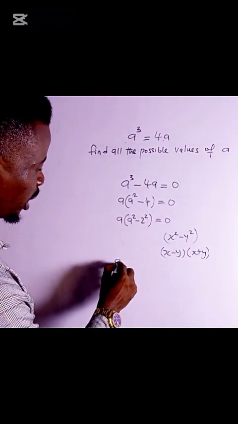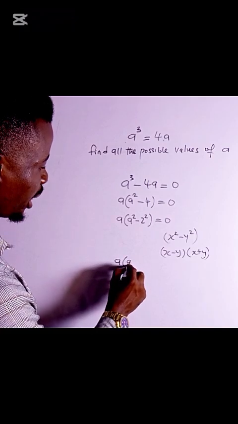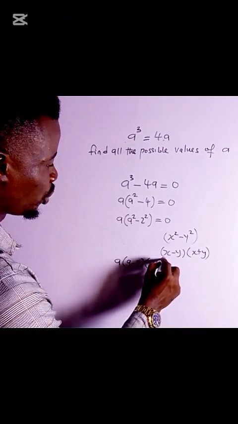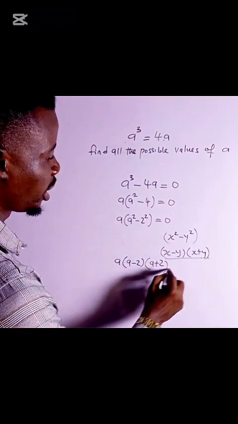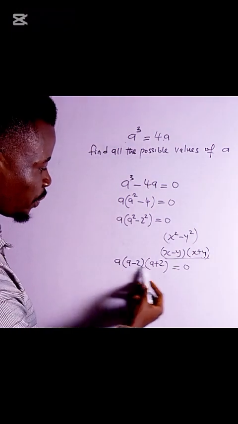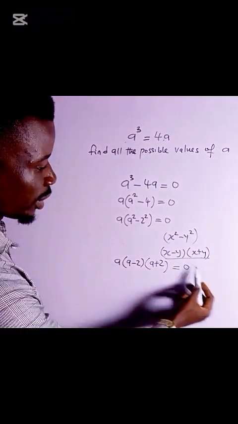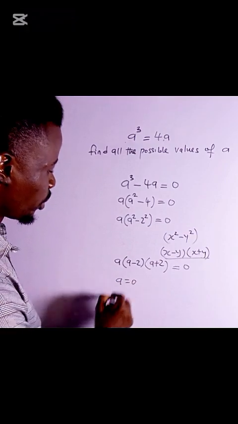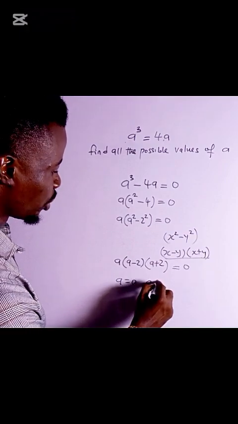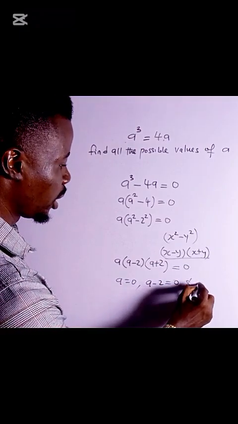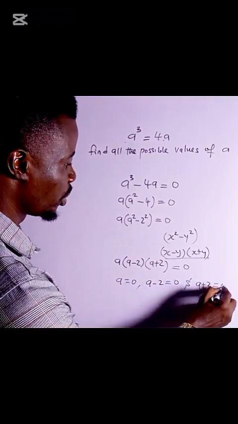It becomes what? A into a minus 2, a plus 2, using this to express it, equal to what? 0. Now we can find our values of a. Since each of them has been factorized, we can now equate each to 0. So our values of a become what? A equals 0, a minus 2 equals 0, and what? A plus 2 equals 0.